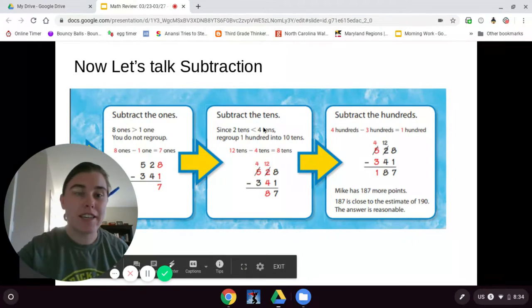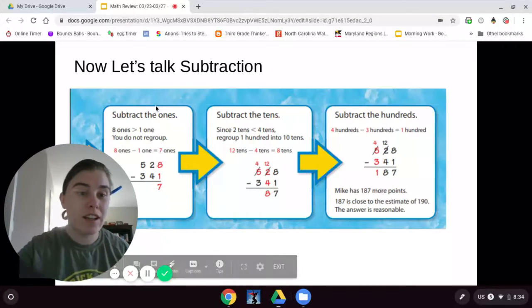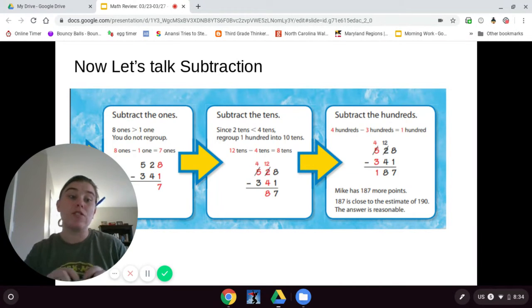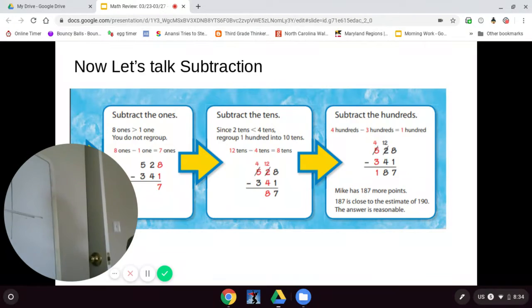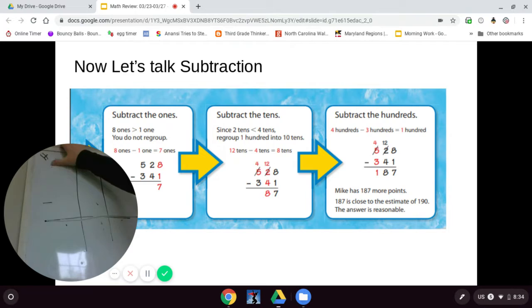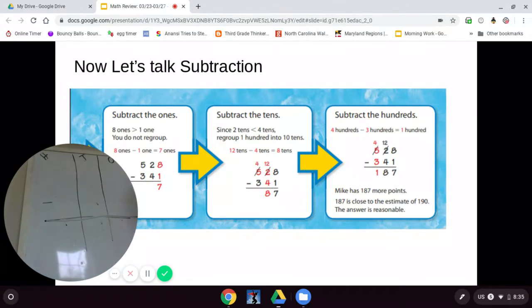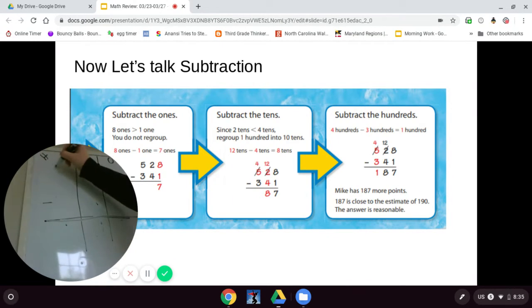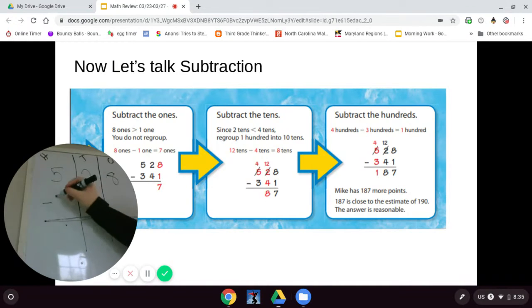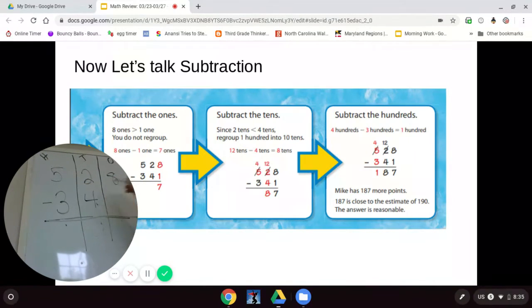So as you can see, I've got the step 1, 2, and 3, just like I did for addition. I'm going to pop the problem on the board and we'll work through the steps just as they're shown on the screen. I already have my hundreds, tens, and ones set up, so I'm ready to rock and roll. There's 500 and 528, 2 tens, 8 ones. 341, there's 3 hundreds, 4 tens, and 1 one.